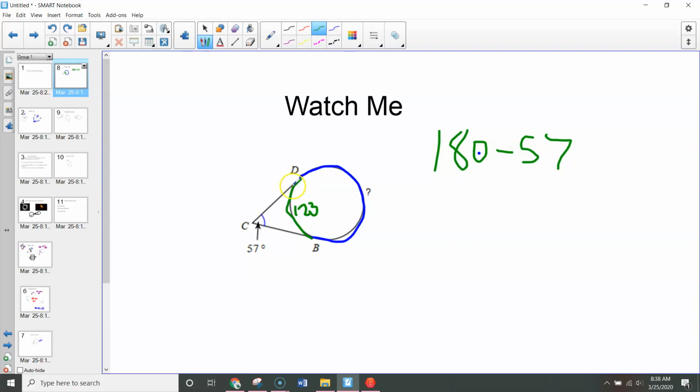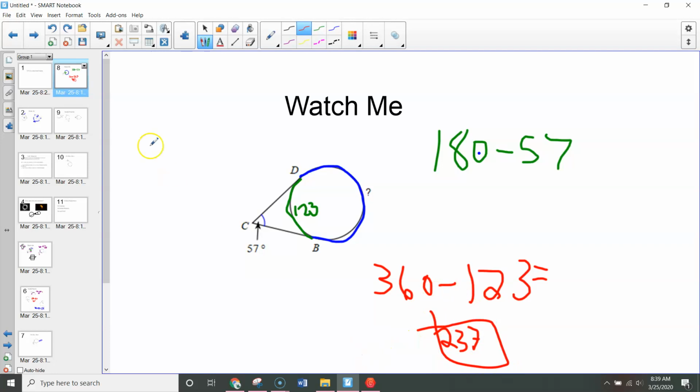So I know that 123 is this green part right here, but I want to find the blue part. Now remember, how many degrees are in an entire circle? That's right, 360. So I'm going to do 360 minus this 123. Do that in my calculator. And this gives me 237. And that is my answer.